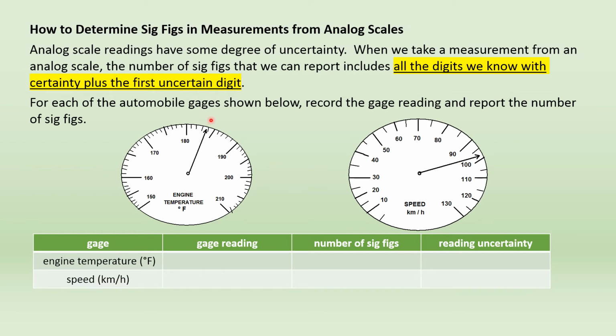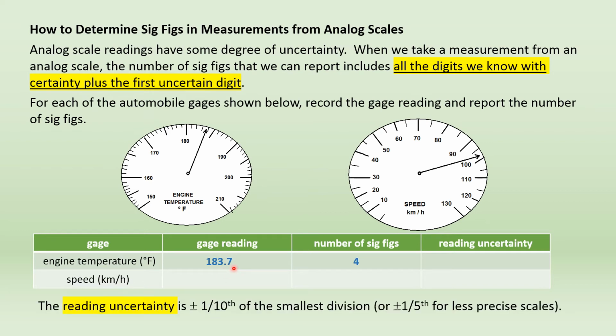So what temperature is that? Well, I would report 183.7. So I know the 1 and the 8 and the 3 are for sure, and I include in my significant figures my first estimate, which I say is 0.7. So the number of sig figs is 4. The 1, the 8, the 3 for sure, and the first estimate 0.7.